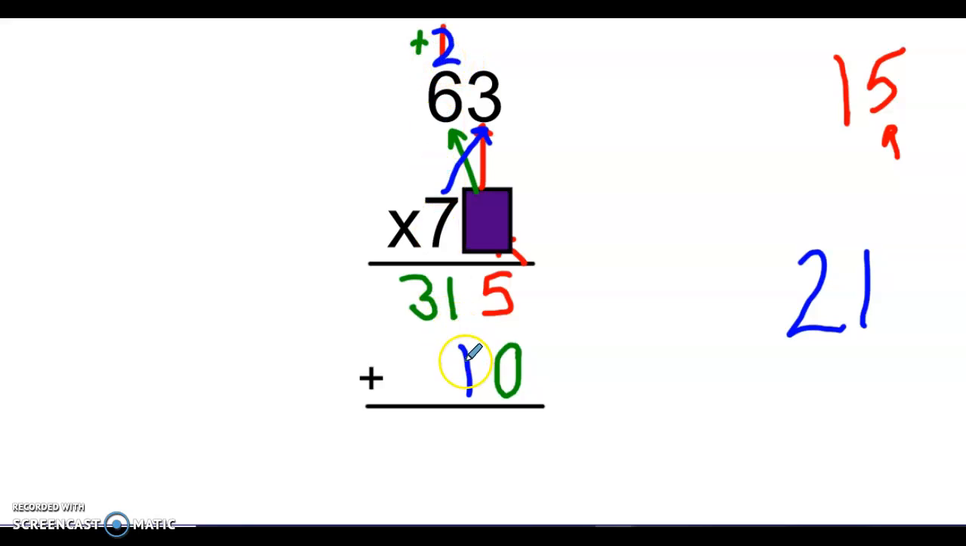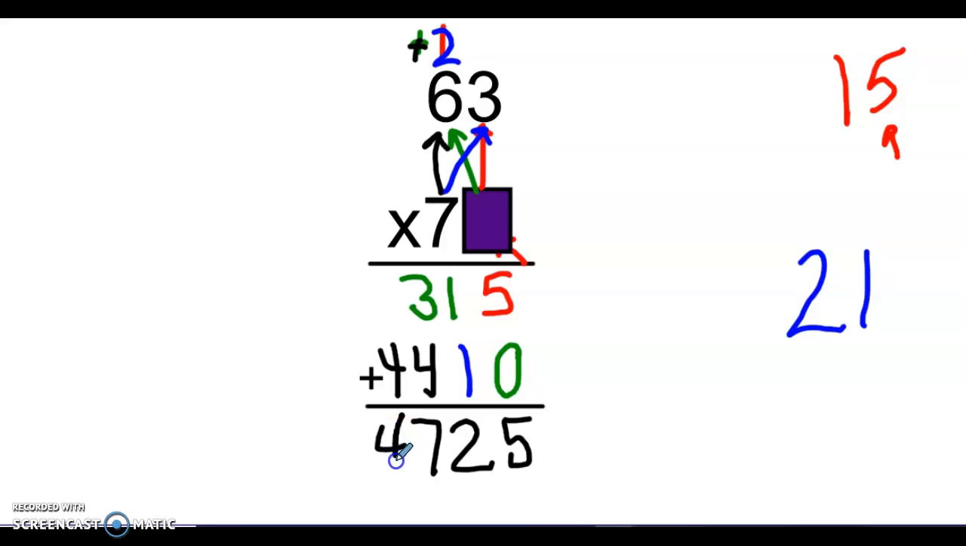Here's the 21. Now we're going to be doing 7 times 6. 7 times 6 is 42. But don't forget, we have to add the 2 that's up here. 42 plus 2 more, 43, 44, and we bring that down here, making sure to get them into the correct place value spots. And now we have this addition problem down here. 5 plus 0 is 5. 1 plus 1 is 2. 4 plus 3 is 7. And 4 plus nothing is 4.